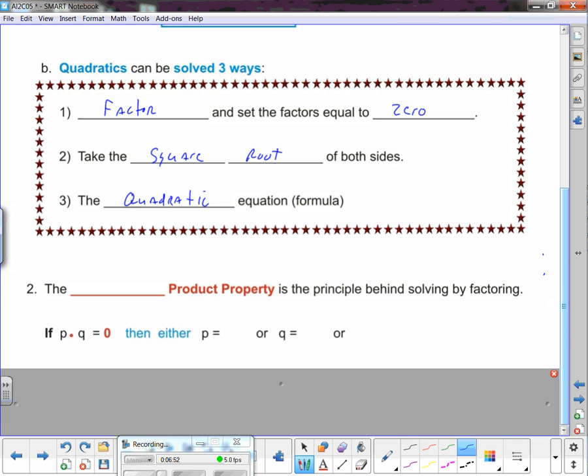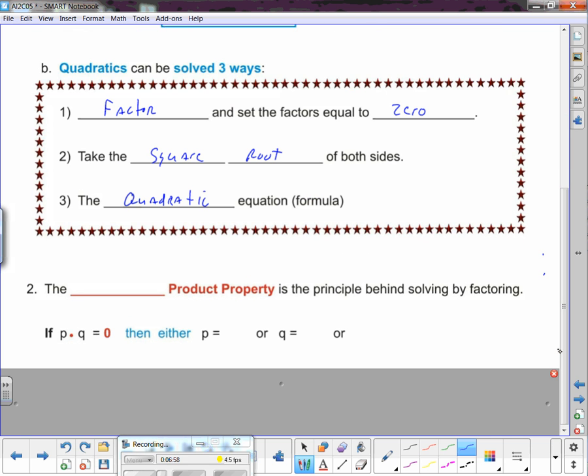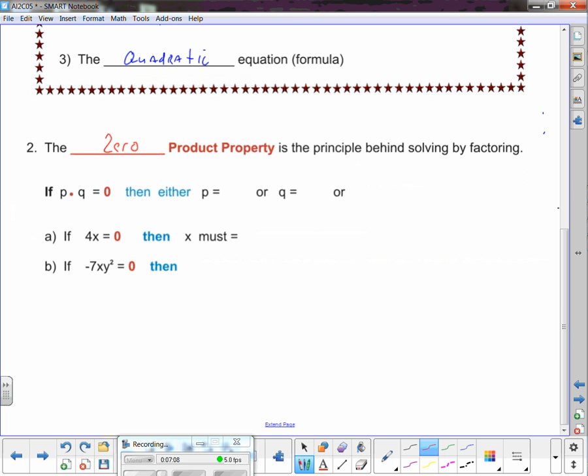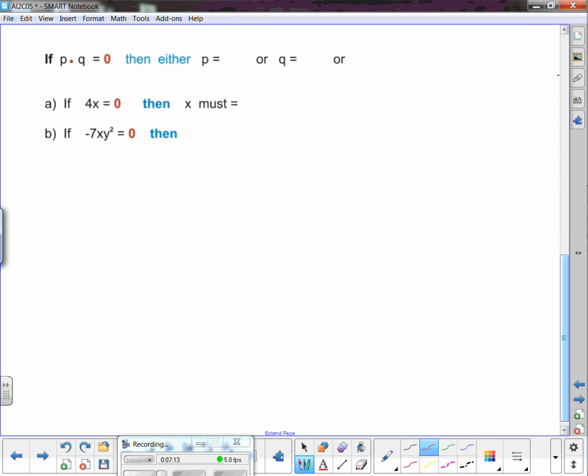Number 2. All right, so again, today is dealing with what? The aspect of solving by factoring, that first one. And the key to it all is the zero product property. Let me move this up for you guys.